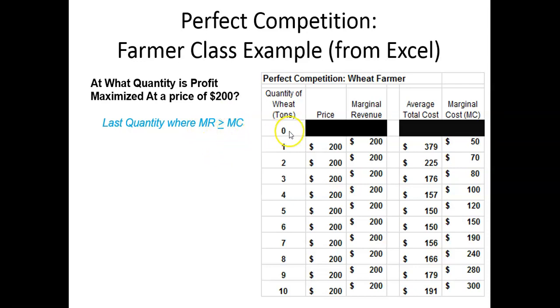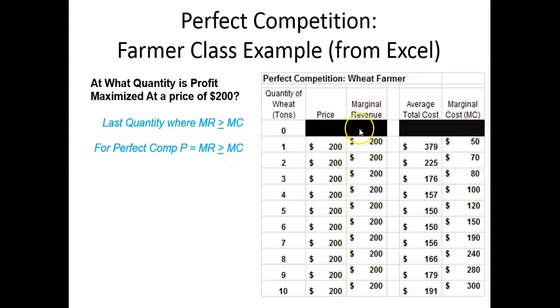Okay, so at what point is this true? Well, again, it doesn't matter whether I look at the price column or marginal revenue for perfect competition, because they're the same. For all the reasons we've already talked about, price and marginal revenue are always constant. They stay the same no matter how many tons of wheat we sell, and they're the same as each other as well.